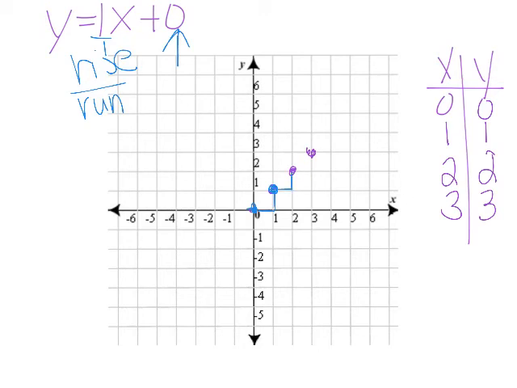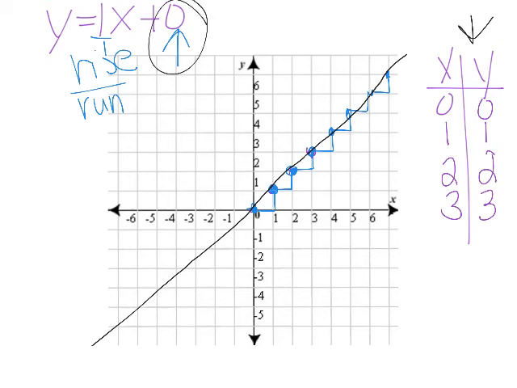Then we'd go up 1 and over 1 to get to our next point. We'd keep doing this little staircase here to get to our next point. So here's our line. I know that's not very straight, but you get the point. So you can either make a table using the equation, or you can just start with your y-intercept and use your ratio of rise to run.